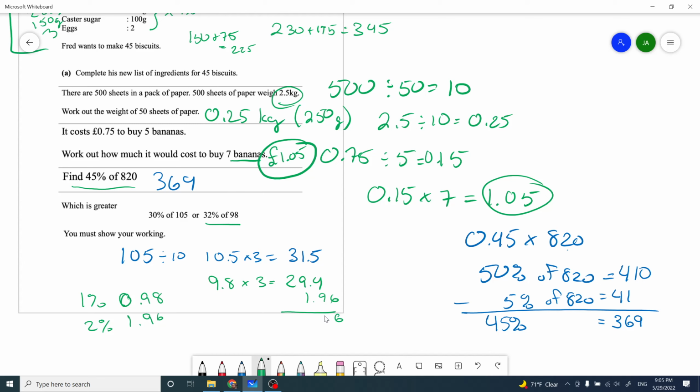So when we add 1.96 here, this would give us our 32%. So we get 6, 3, 1. So we get 31.36. So 31.36 is just slightly smaller than this. So we can see that 30% of 105 is greater.